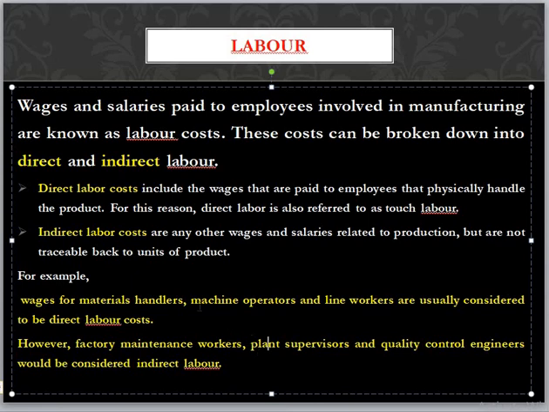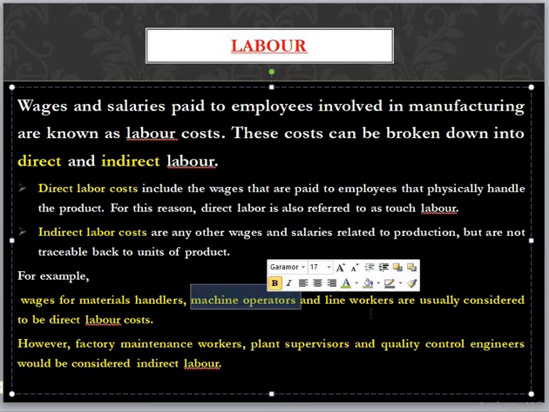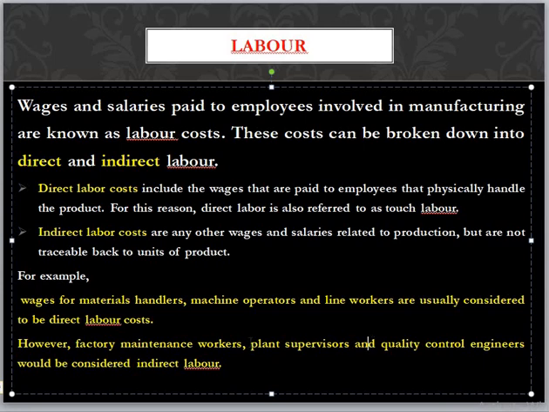Because the machine operator is directly involved in the production of the goods. If for any reason the machine operator doesn't operate the machine, then what will happen? The production will stop. Whereas in the case of the plant supervisor, suppose he is absent, then also production will go on and goods will be produced. So all those wage or salary expenses which are not directly related to the production are called indirect labor.